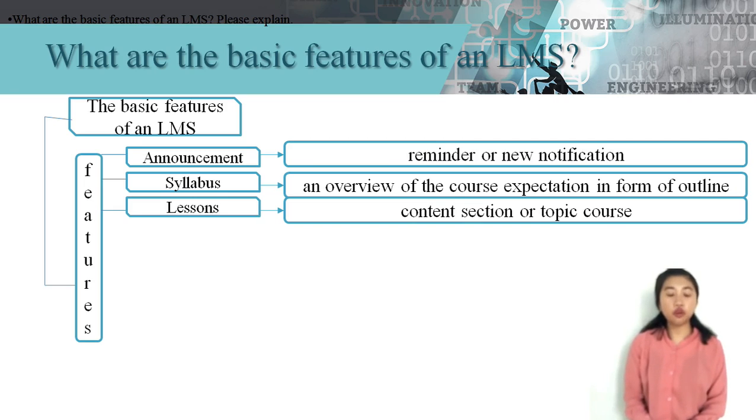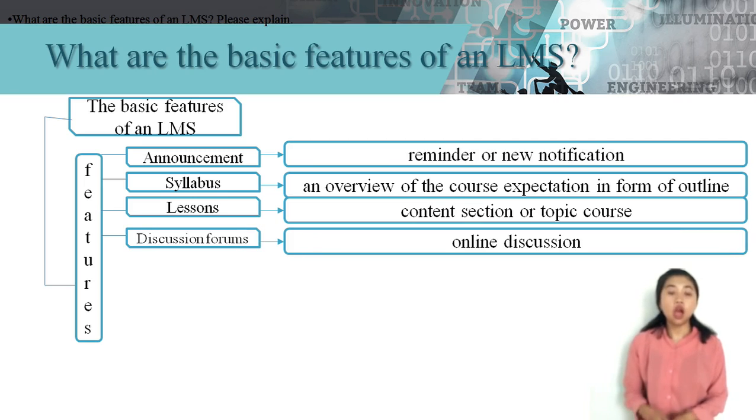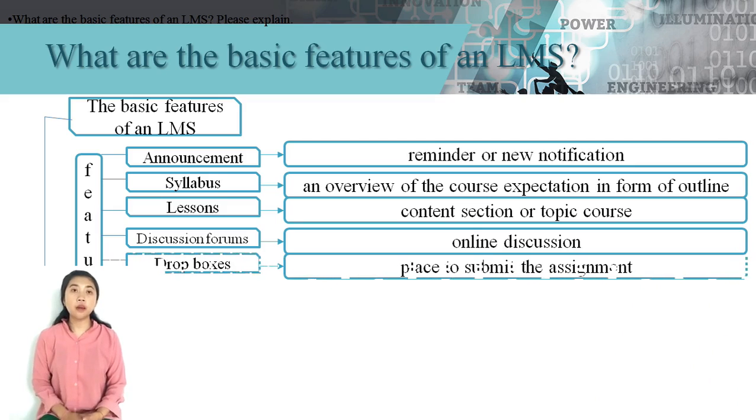And the feature number 4 is discussion forums. In the online discussion, students should be active. In this online discussion, students can develop their creativity and critical thinking, and the teacher acts as a moderator to make the discussion run well. The feature number 5 is Dropbox, to submit the assignment. There is a Dropbox for students to submit their assignment and the teacher can access it.